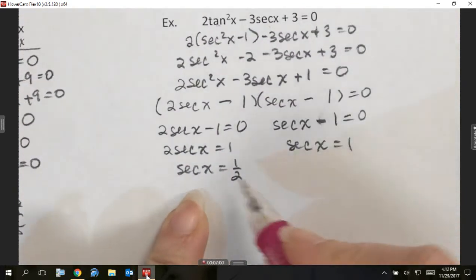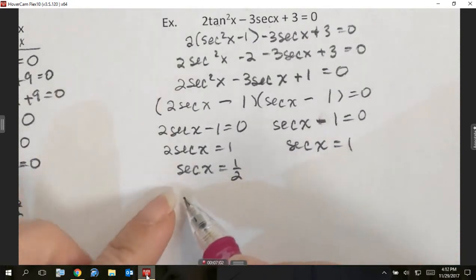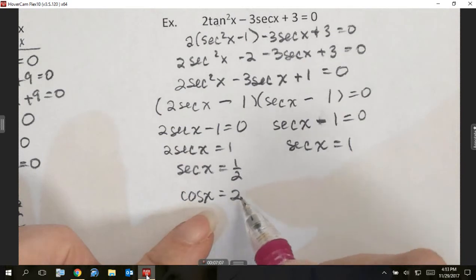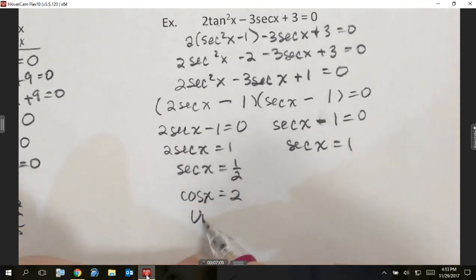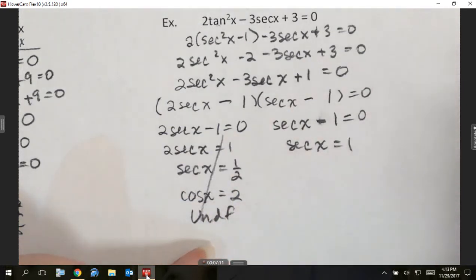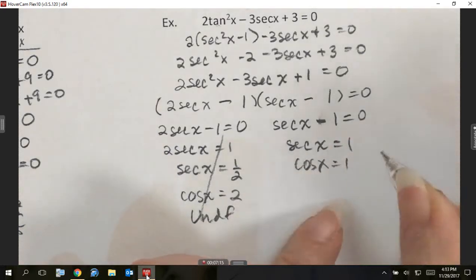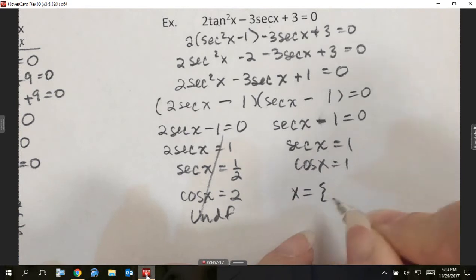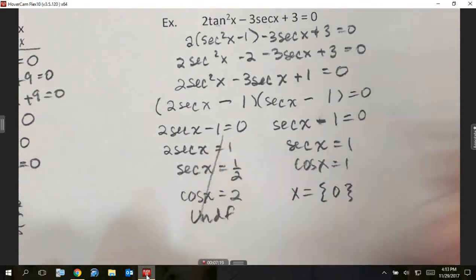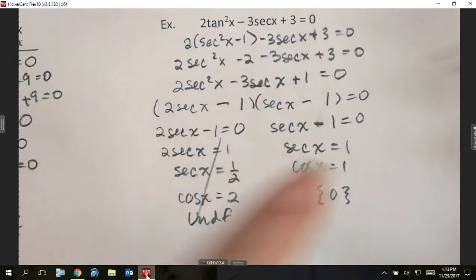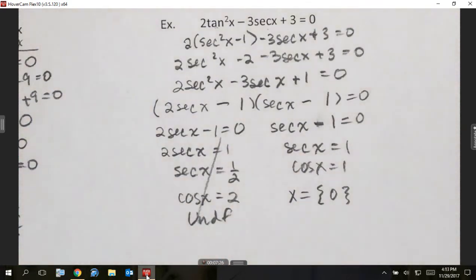So I have secant x equals a half. I don't have my secants memorized, so I'm going to change that into cosine. So where is cosine x equal to 2? Never is. So I don't need any of that information. Over here, where is cosine equal to 1? Well, that is just at 0. So I only have one answer. Just want to make sure that I'm doing it right, build up my confidence and my skills. I'm going to check it on Desmos.